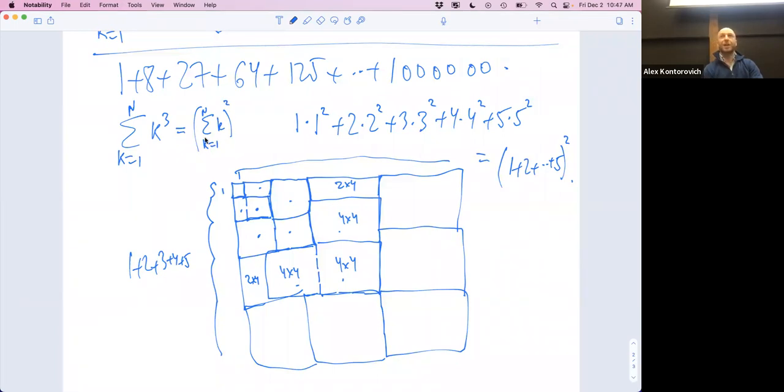And we know what the sum of the first k numbers is. It's n times n plus 1 over 2. So this is n squared times n plus 1 squared over 4. So this whole thing is the sum of k cubed as k goes from 1 to 100, because this is 100 cubed, from 1 to 100. By this formula, that will be 100 squared times 101 squared over 4.